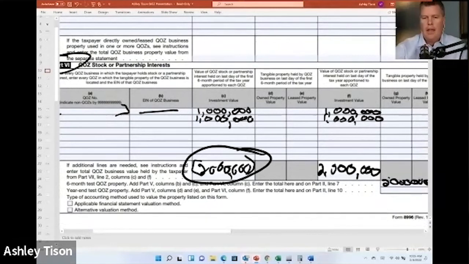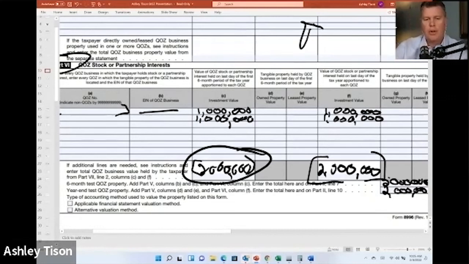All right. And then for the year-end test, you're going to add part 5. You're going to once again add the stuff that's directly owned by the QOF that's up here. And then you're going to combine it down with this amount right here. So you would put the $2 million right here. Okay.